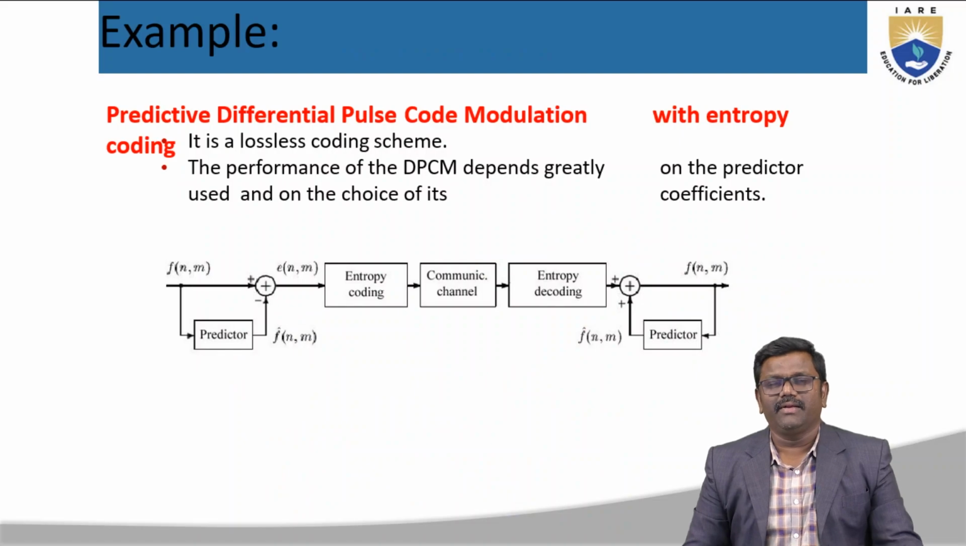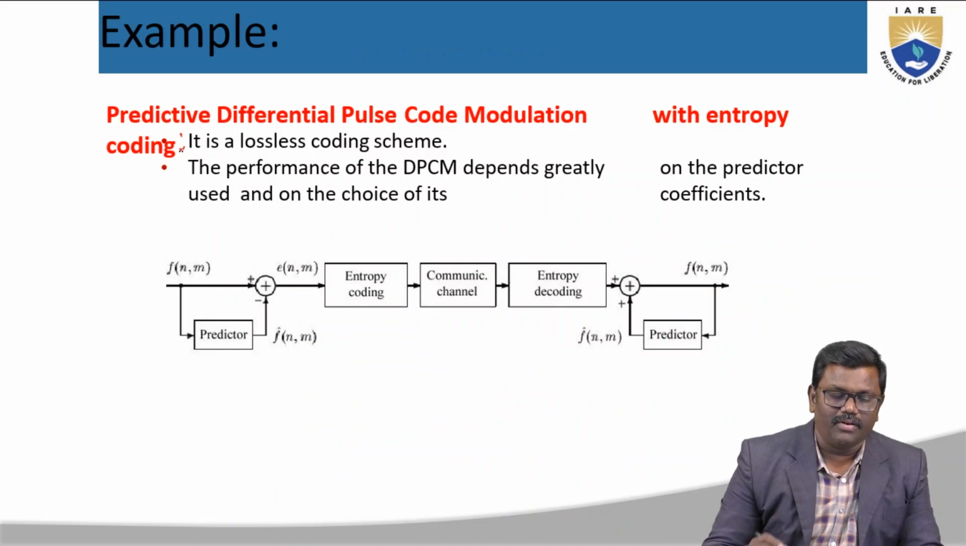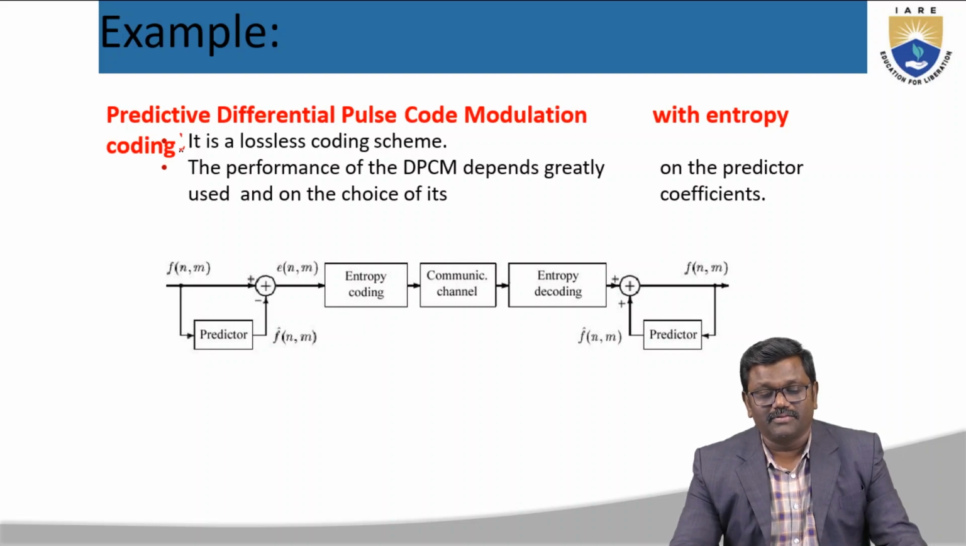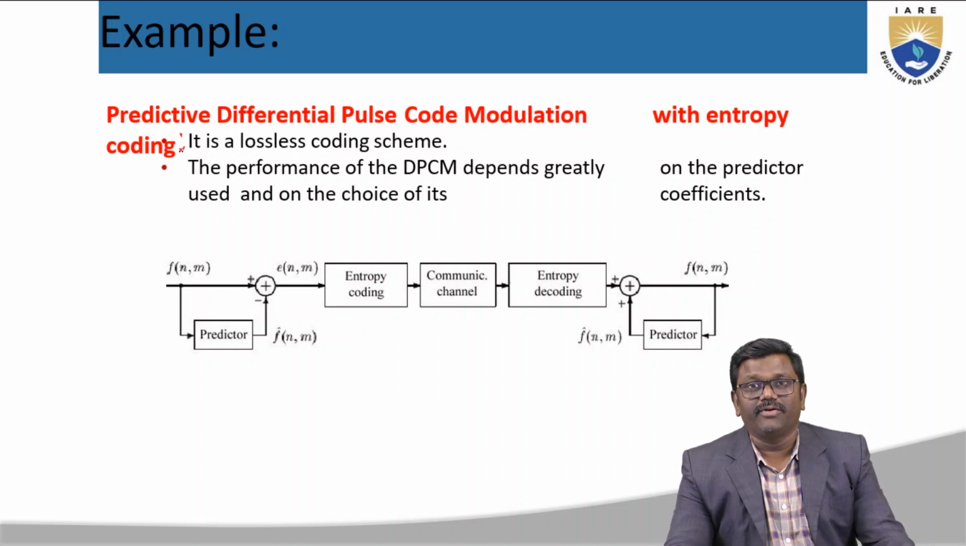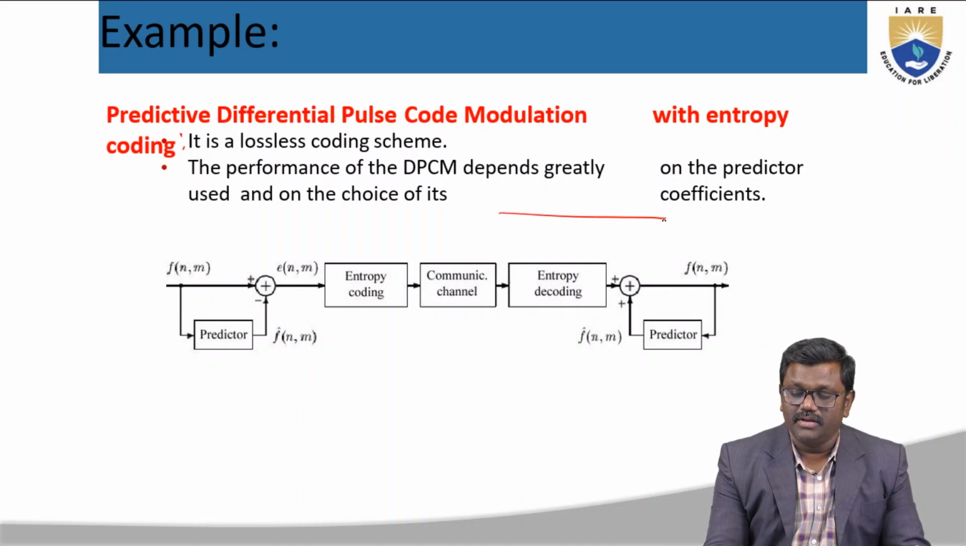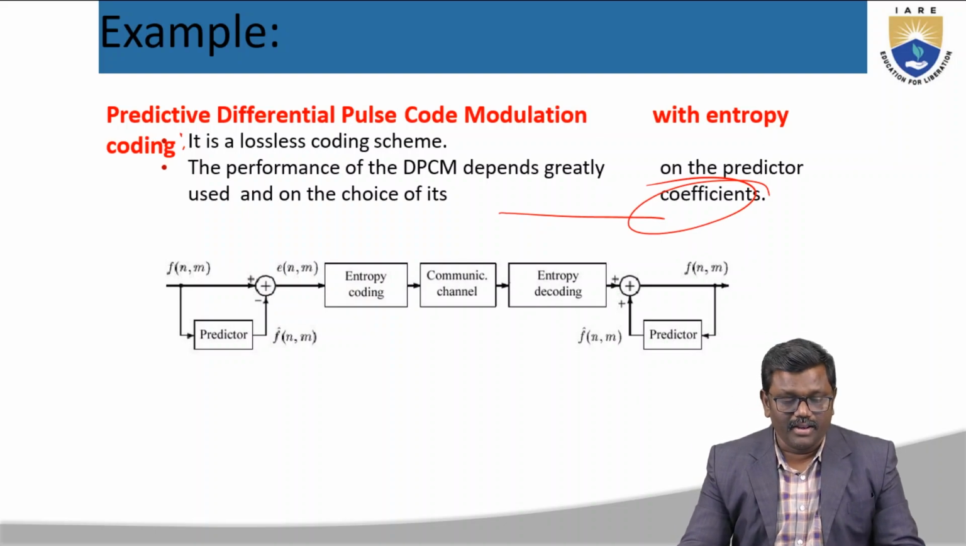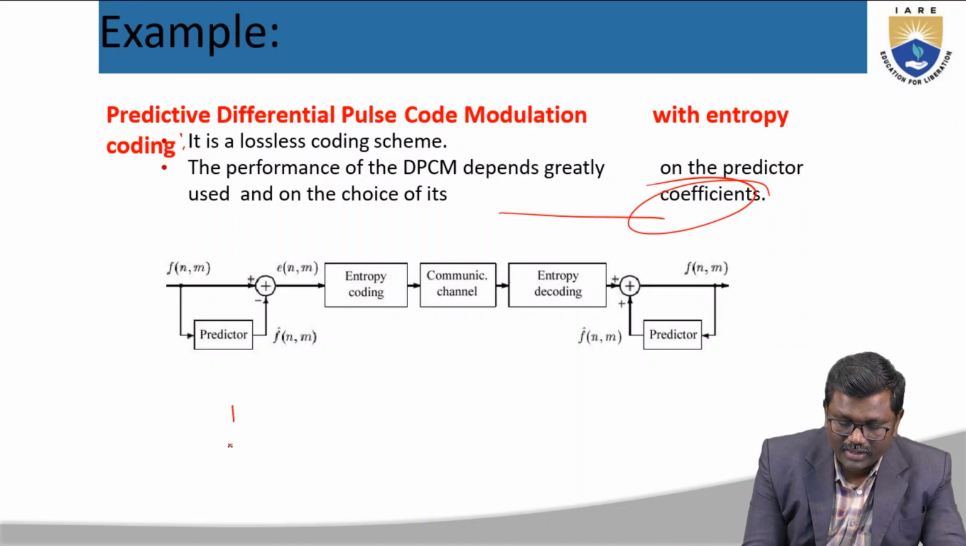So let me take one simple coding example: predictive differential pulse code modulation with entropy coding. It is a lossless coding scheme. DPCM depends greatly on the predictor used and on the choice of its coefficient values. The coefficient values we are going to concentrate on, we can understand from this block diagram.